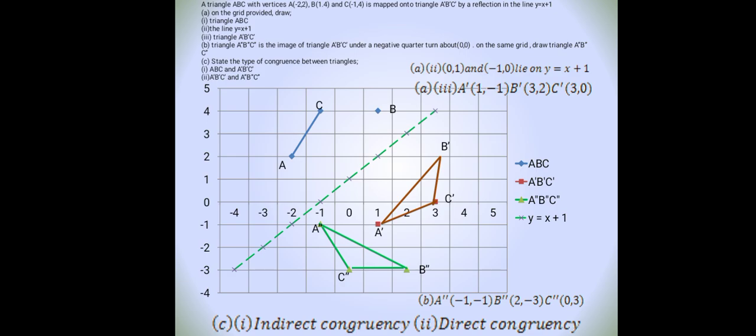And then B, triangle A''B''C'', the image of triangle A'B'C' under a negative quarter turn about the origin. On the same grid, draw triangle A''B''C''. And then C, state the type of congruence between triangles 1. ABC and A'B'C'. 2. A'B'C' and A''B''C''.